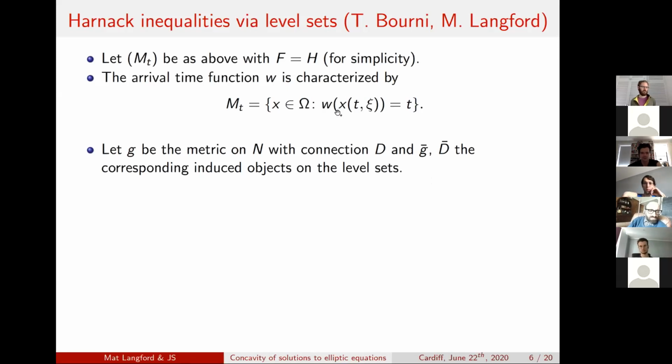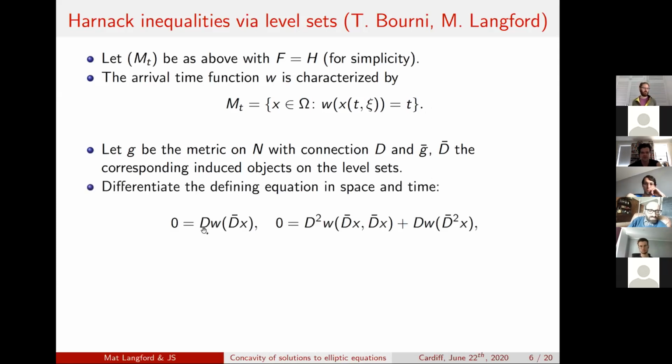So now we can just differentiate this relation here, this characterizing relation, in space, for example. So let's do that in space. If you differentiate that with respect to psi, you use the chain rule and you get a 0 because t does not depend on the space, it's constant on the hypersurface. So you get dW applied to d bar x, just by taking the first derivative and using the chain rule. Do the same thing again with respect to psi, and by the chain rule you get this relation: the Hessian of W applied to tangent vectors plus the gradient of W applied to the second derivative of x. Okay, this is a space derivative.